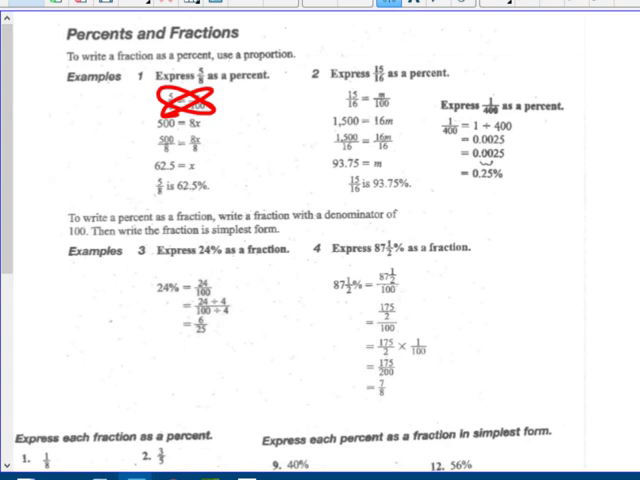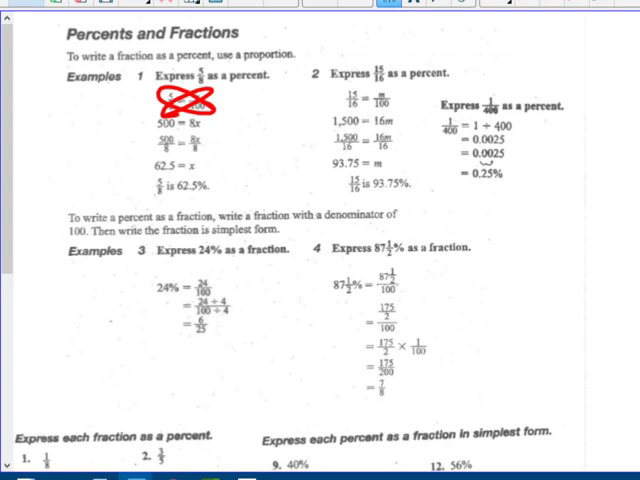Express 15/16 as a percent. And again, product of the means, 16 times n equals the product of the extremes, 15 times 100. Divide by 16, and you get 93.75%.